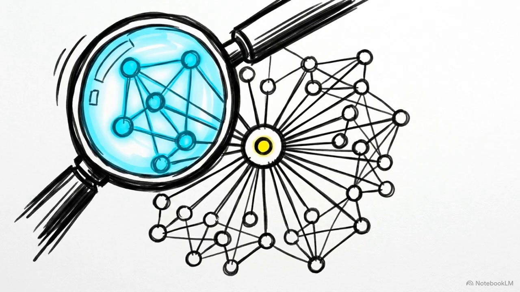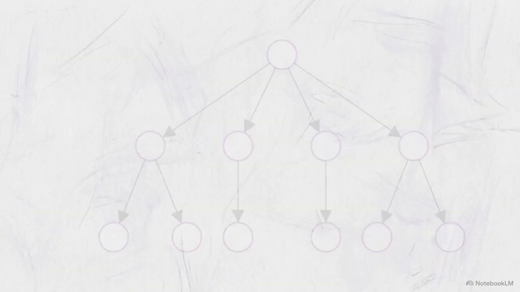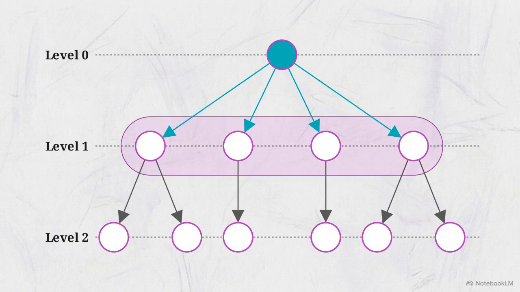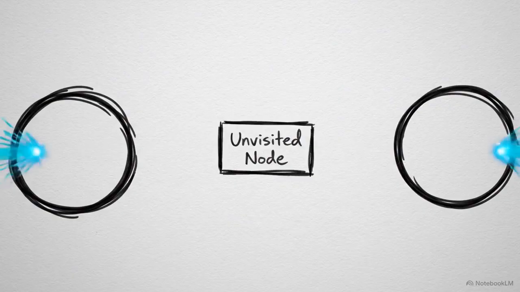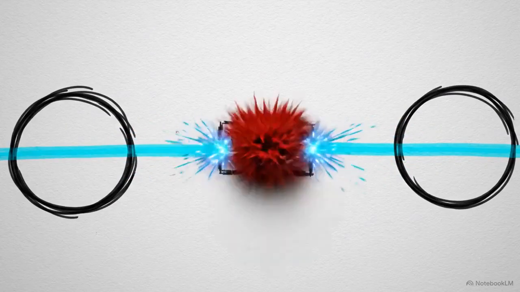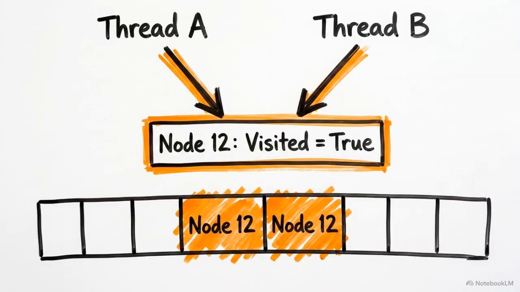We see the same structural requirement in graph algorithms like parallel breadth-first search. The fundamental parallelism here is that all nodes at the same level of the search tree are completely independent of each other and can be processed simultaneously. But there is a catastrophic risk in shared memory. Multiple parallel threads might discover the same unvisited target node at the exact same time. Both threads read its status as unvisited, both mark it visited, and both add it to their queues, duplicating work.